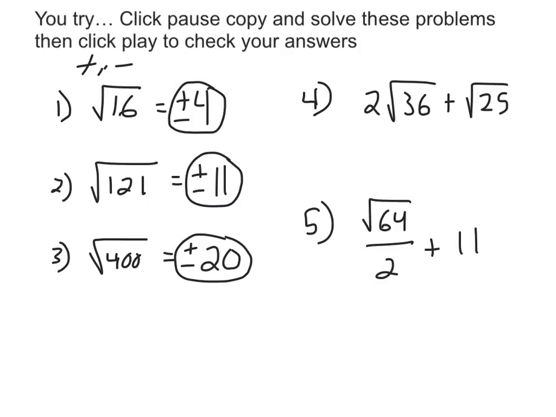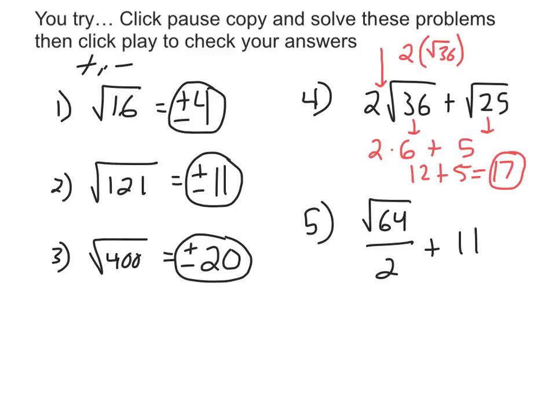For number 4, just remembering what operation goes in between a number and a square root. It's like a parenthesis, so it's something along the lines of 2 times the square root of 36. When a number's next to a parenthesis, it means multiply. So my first step is going to be to take care of my square roots, just like I would take care of my exponents first. So this is 2 times 6 plus 5, because the square root of 25 is 5. 2 times 6 is 12, plus 5. My last step is add, and I get 17.